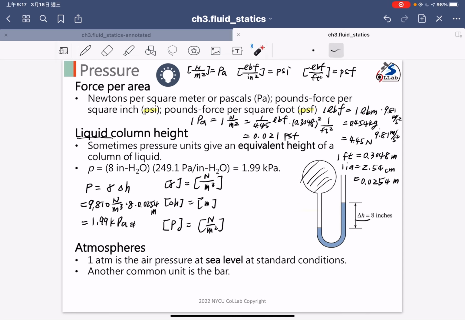Okay, so in practice, you can put some liquid in the tube, and you can see a rising height in the tube.